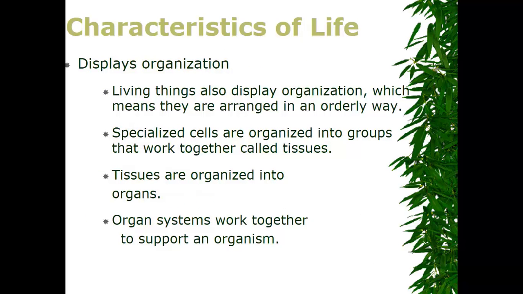The next characteristic: living things display organization. Everything in life has some type of order or organization to it. We can look at it from really small to really big, or from really big to really small. Let's look at humans for example. The smallest thing we have in our body is a cell. Technically it's atoms, but we're going to start with cells.